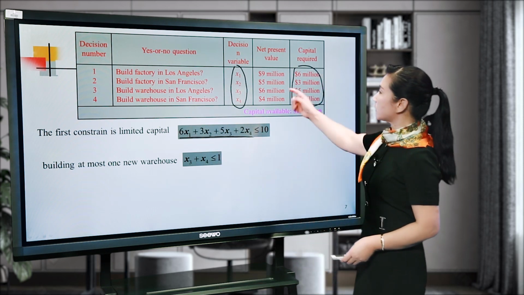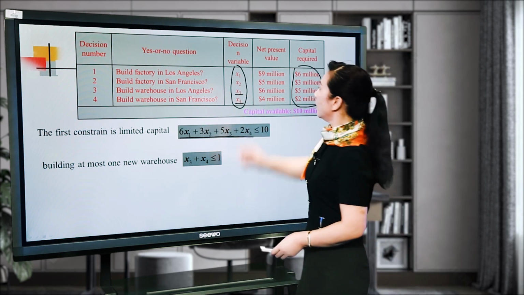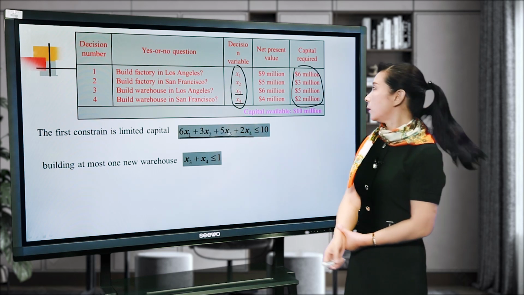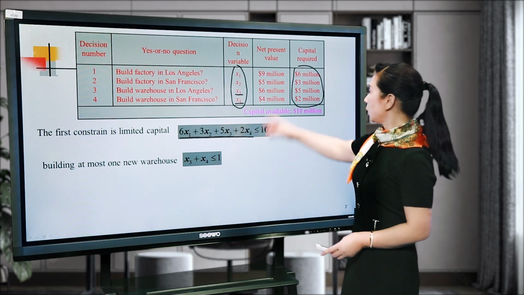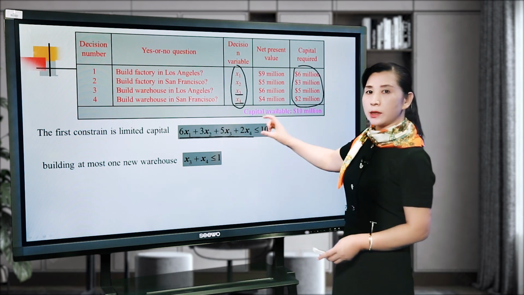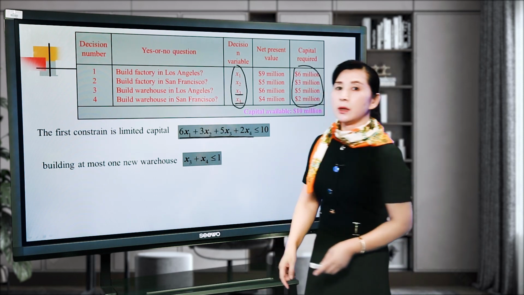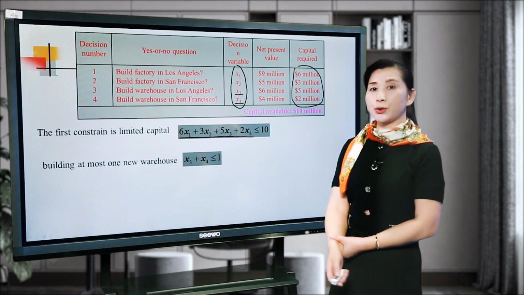We note in this table, x3 and x4 can express building a warehouse. So at most one, that is, in each binary variable, at most 1 is equal to 1. So we write it as x3 plus x4 less than or equal to 1. This is the second constraint.